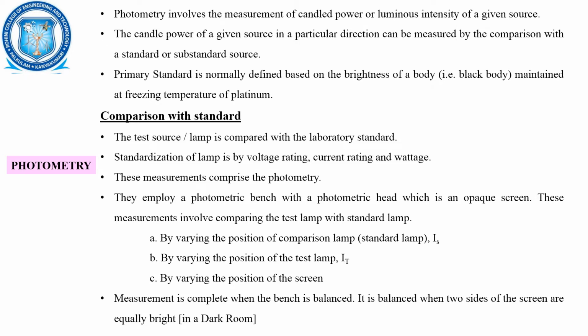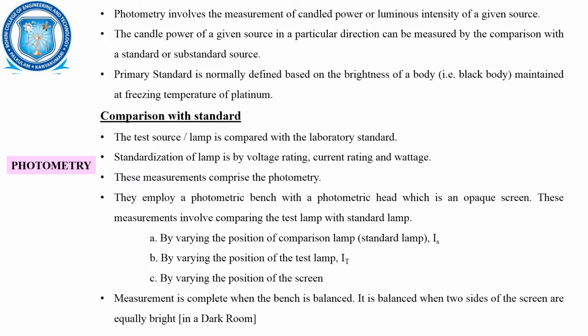The primary standard is normally defined based on the brightness of a black body maintained at the freezing temperature of platinum. Let us see how the comparison is made. The test source or the lamp is compared with the laboratory standard. Standardization of the lamp is by voltage rating, current rating and wattage. These measurements comprise the photometry.